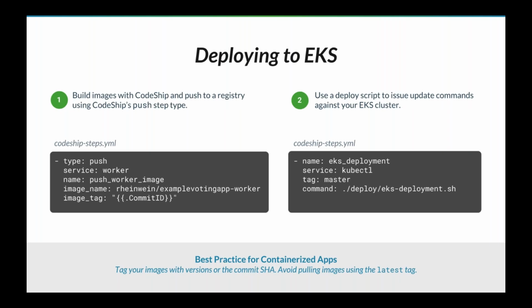So in practice, what this looks like for our particular application, and we'll run through all of this in just a minute, is that I need to do two things. I need to first push all of my images to a registry, and then I need to run my deploy script. So these two examples of the CodeShip steps are talking about a push step, which is a special type of step that CodeShip offers to help you push your images to whatever registry you need to. So that's the whole point of the step.